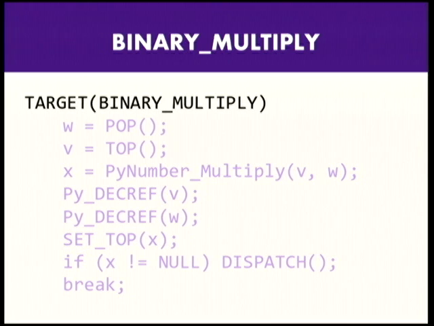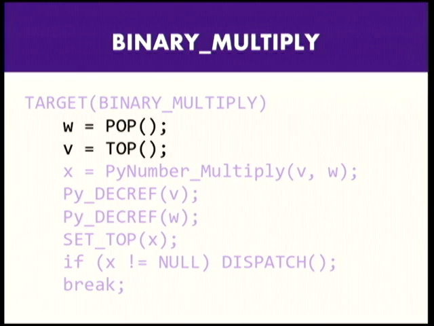So the first line here, TARGET(BINARY_MULTIPLY), is a preprocessor macro just to hide the difference between whether we're using a traditional switch statement or labels as values, but this is declaring the top of the implementation of binary multiply. Underneath it, we have POP and TOP. These are local preprocessor defines that deal with the data stack. POP pops the top value off the stack and returns it. TOP just makes a copy of the top value of the stack.